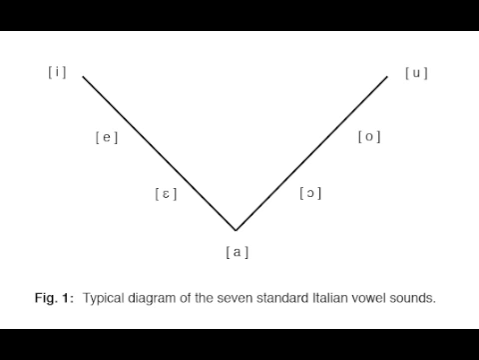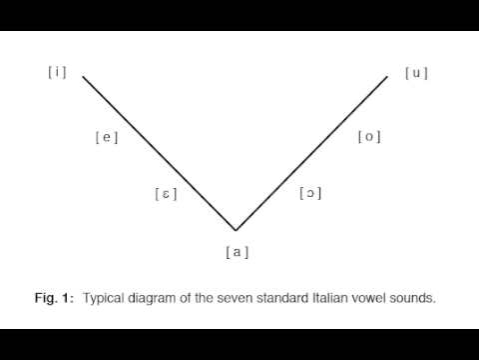What you're looking at on the screen here is an Italian vowel diagram. Standard Italian has 7 and only 7 vowel sounds, represented by the IPA symbols on the diagram. I'm going to pronounce these vowels for you, both alone and in the context of a word, so you can see where they fit in with the broader sounds of the language.